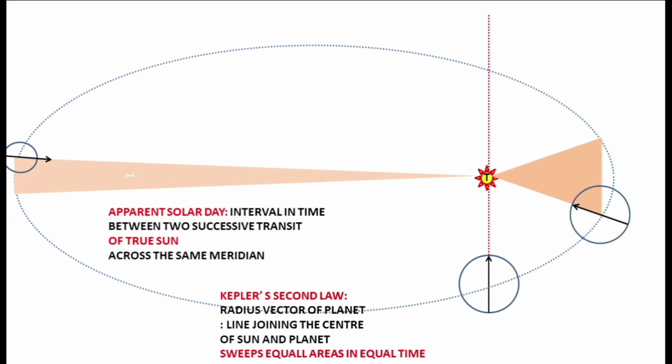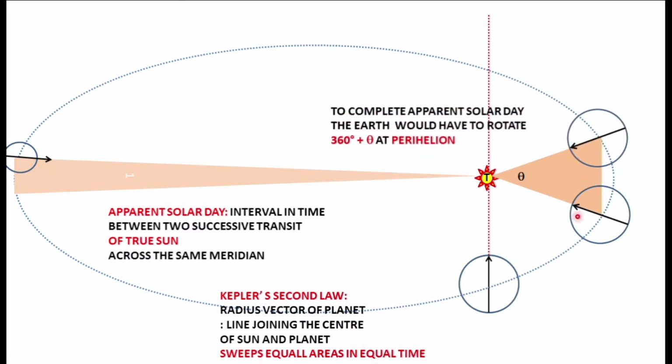The second law of Kepler states that the radius vector, that is the line joining the center of the Earth and the center of the sun, sweeps equal areas in equal amounts of time. So this is one area, and this is nearly the same area. So the Earth will be traveling from this point to this point, or from this point to this point, in equal time.